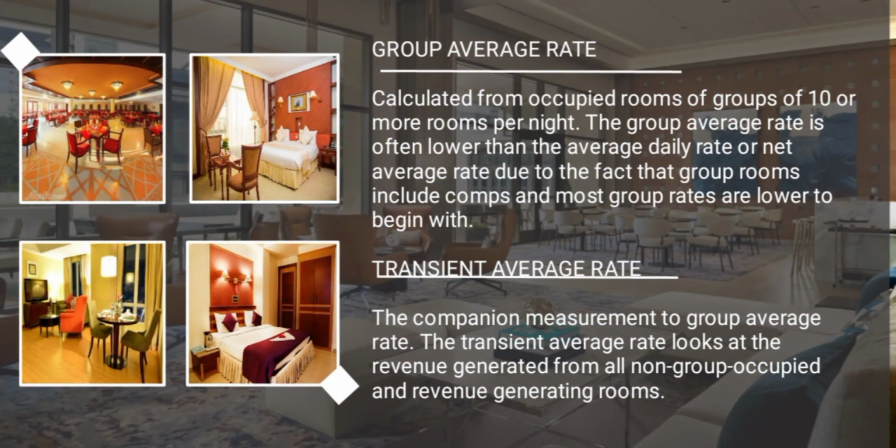To discuss the group average rate and the transient average rate, let's first recap the group rooms and the transient rooms. The group rooms originate from reservations that are made to bring more than one guest into the hotel. The group rooms are blocking up to 10 or more guests, and they are usually booked far in advance. The transient rooms originate from individual reservations. It is non-group rooms or walk-in guests, and it's hard to predict when the guests will arrive.